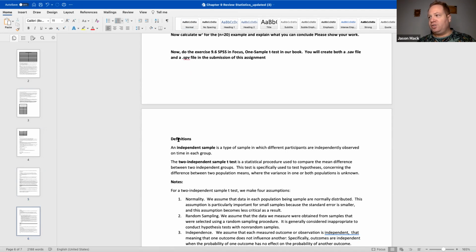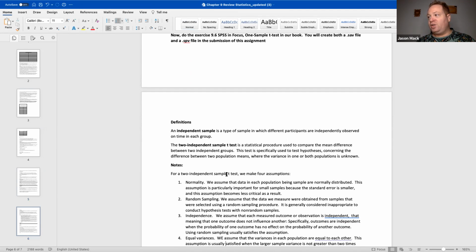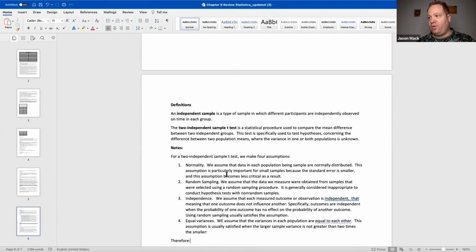So some more definitions. An independent sample is a type of sample in which different participants are independently observed one time in each group. The two independent sample t-test is a statistical procedure used to compare the mean difference between two independent groups. This test is specifically used to test hypotheses concerning the difference between two population means, where the variance in one or both populations is unknown.